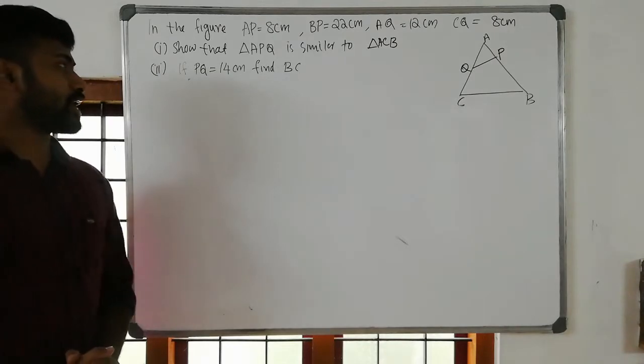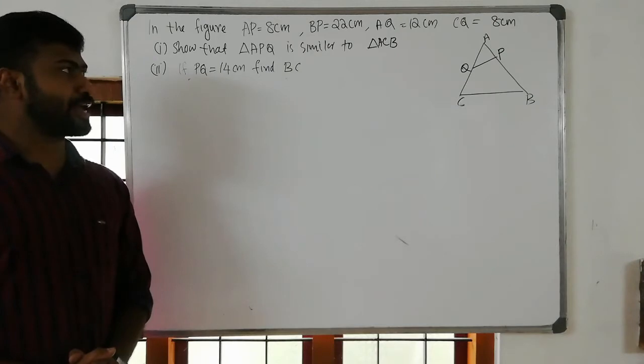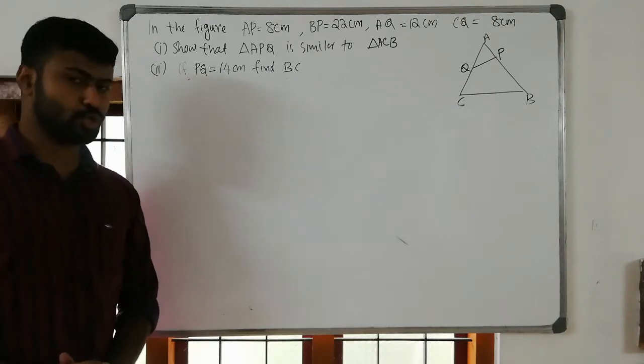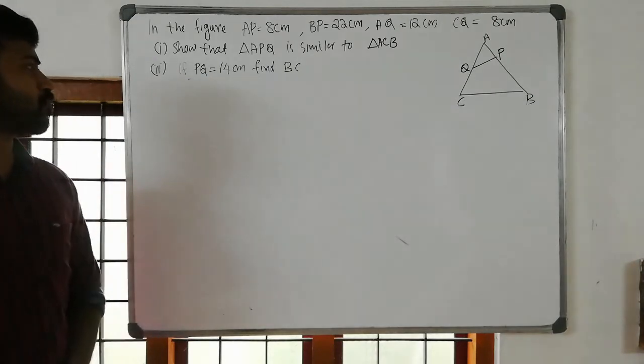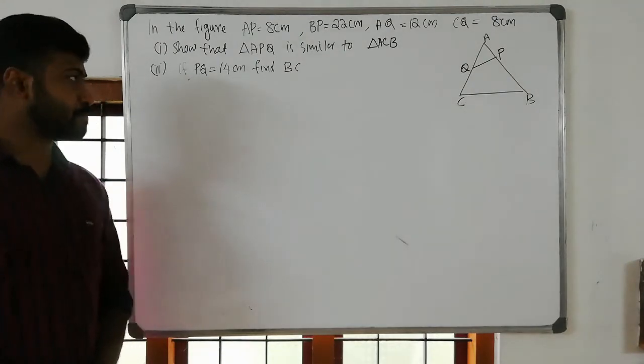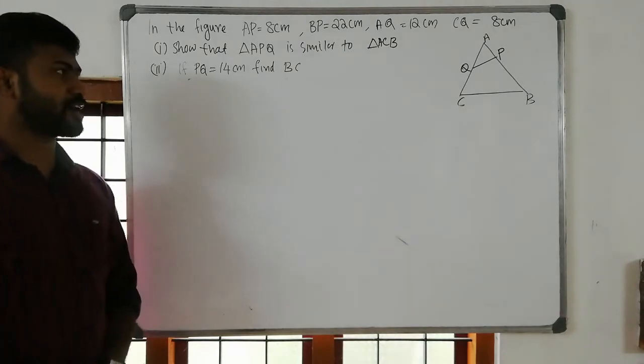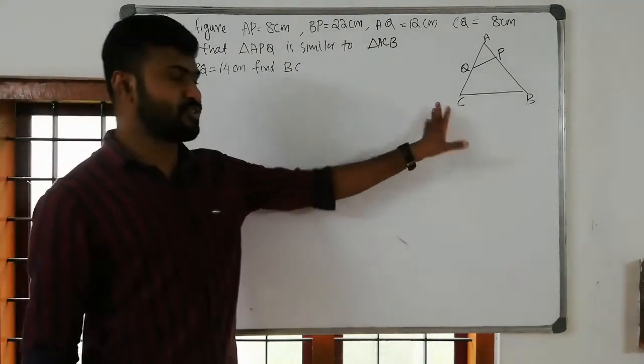In the figure, AP equal to 8 centimeter, BP equal to 22 centimeter, AQ equal to 12 centimeter, CQ equal to 8 centimeter. Sub question 1, show that triangle APQ is similar to triangle ACB. Sub question 2, if PQ equal to 14 centimeter, find BC. This is a given figure.